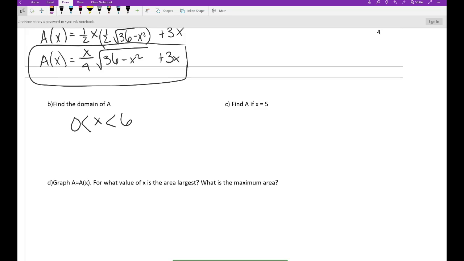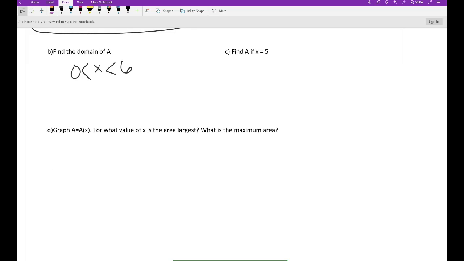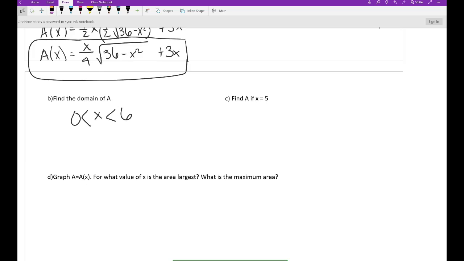Can you take out your calculator or go borrow one? Okay, so it says graph A equals A of x. What on earth is A of x? That thing that you find. Normally, it is always that thing that you find. All right, punch it in.